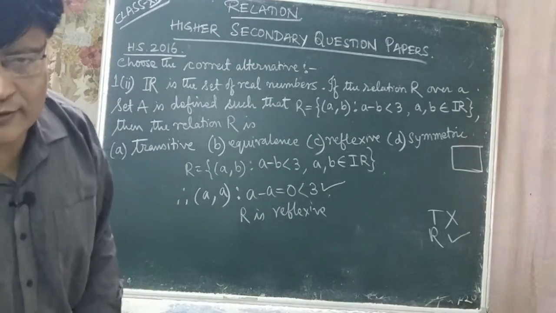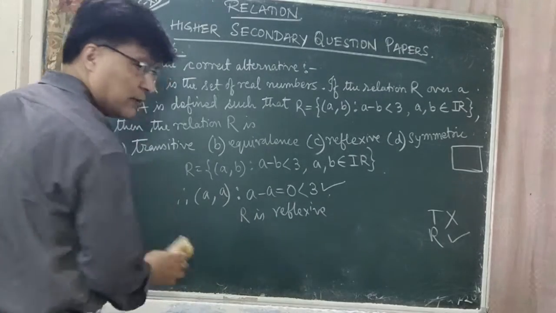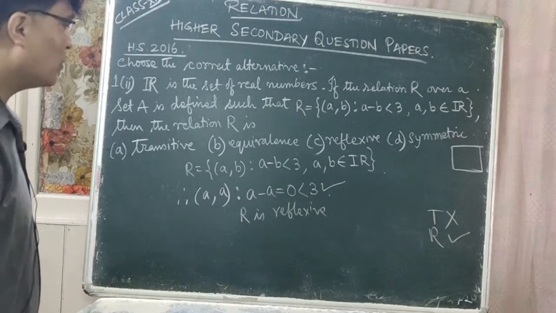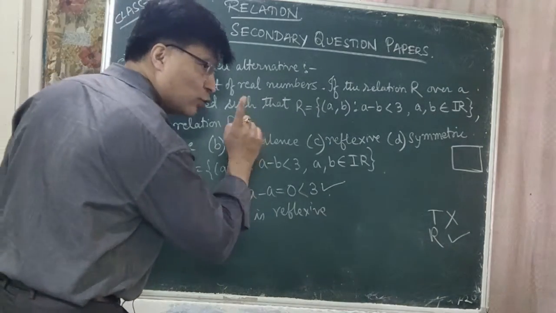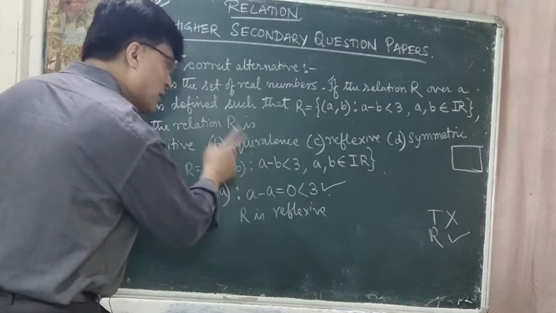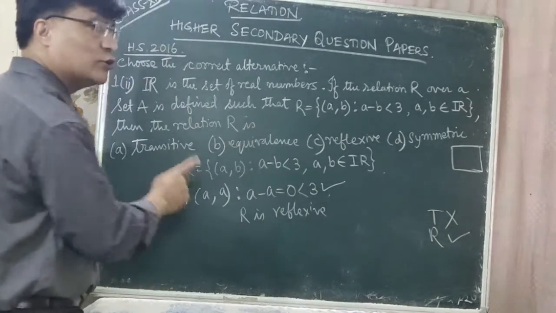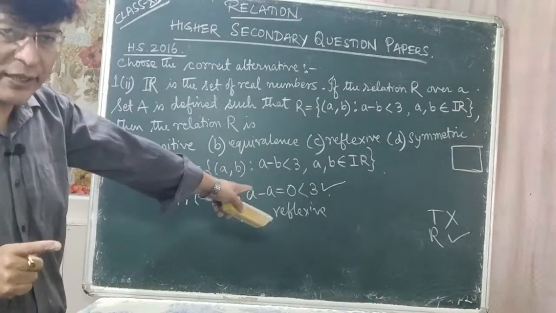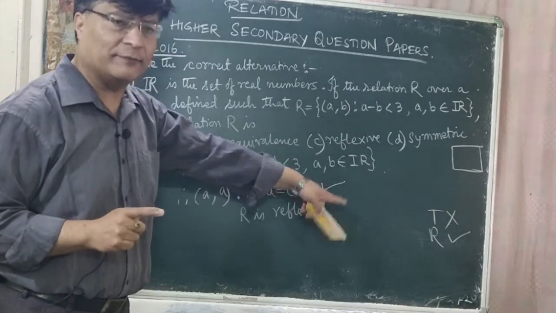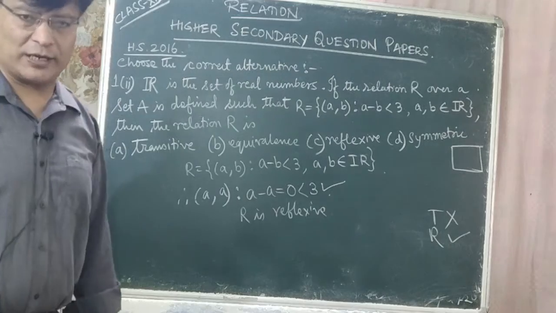Let us check whether D is correct or wrong. Let us check for symmetric. I think you have understood it. So for reflexive, (a, a) should belong to the relation R. Here (a, a) belongs to the relation R because a minus a is equal to 0, which is obviously less than 3. So it is reflexive. So this C is the correct answer. So let us check for symmetric.